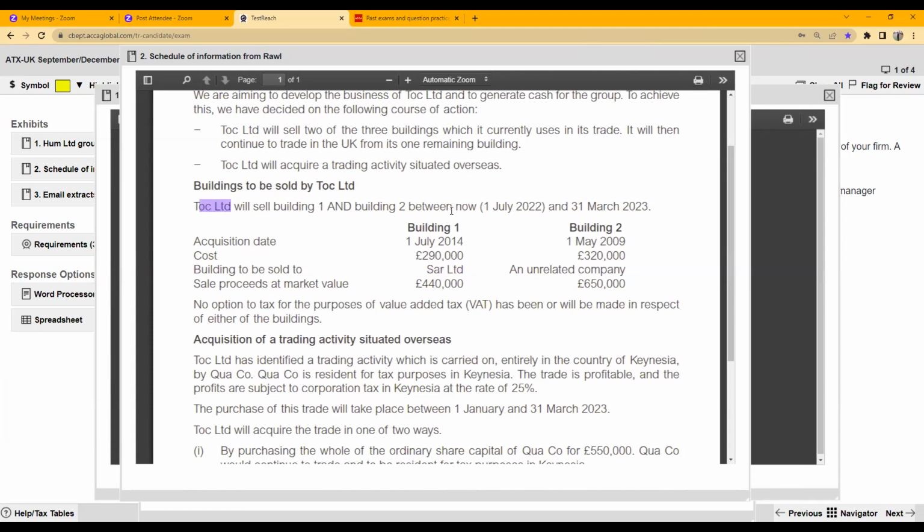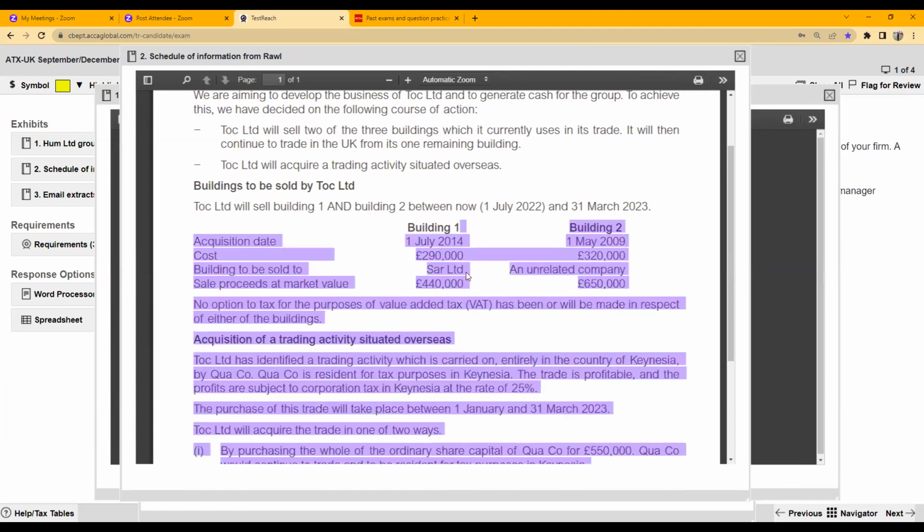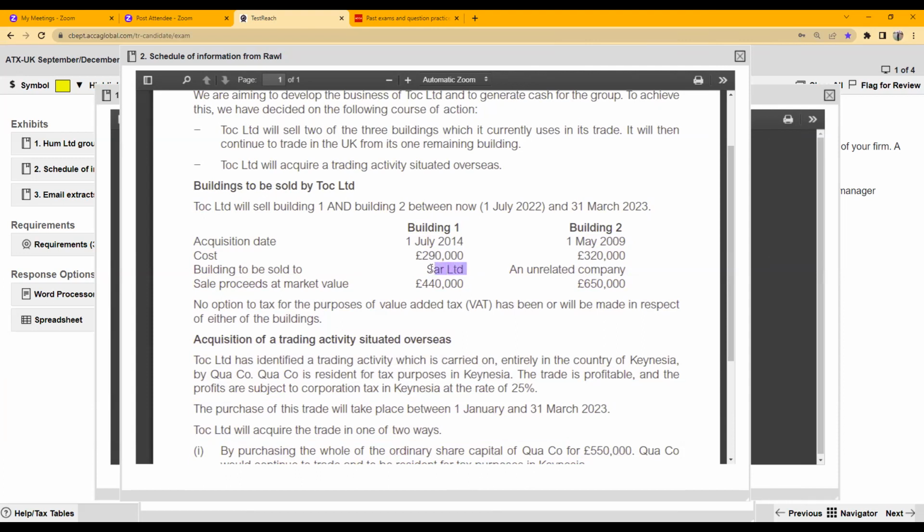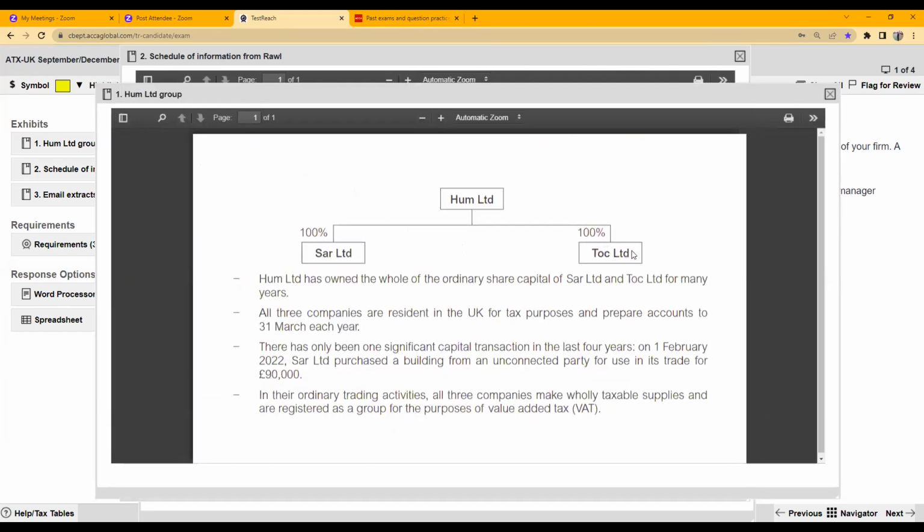Talk Limited will be disposing building 1 to its other group company. If an asset is transferred or sold within group companies, the transaction would be at no gain, no loss for capital gains purposes. The transaction would be at no VAT, because these companies are registered as a single VAT group. Number 3, for the buyer company, SAR Limited, who would be purchasing this building, no stamp duty land tax would be paid, because all of these companies are in a 100% capital gains group, right?